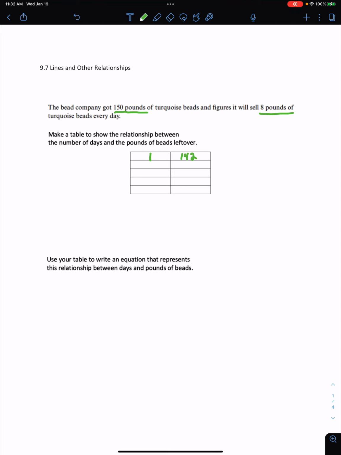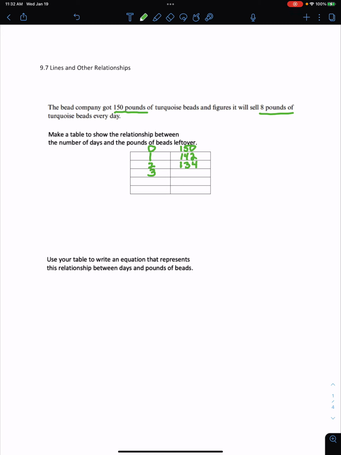If we wanted to, we could start on day 0 here and we have 150 pounds of beads. So on day 2, we're going to take away another 8 pounds of beads. So we're going to have 134 pounds of beads. And then after day 3, whoops, I can't write today, folks. Sorry about that. Let me fix that.